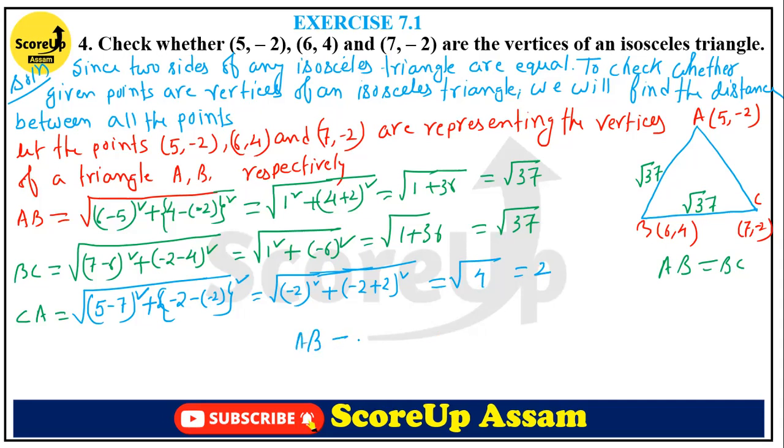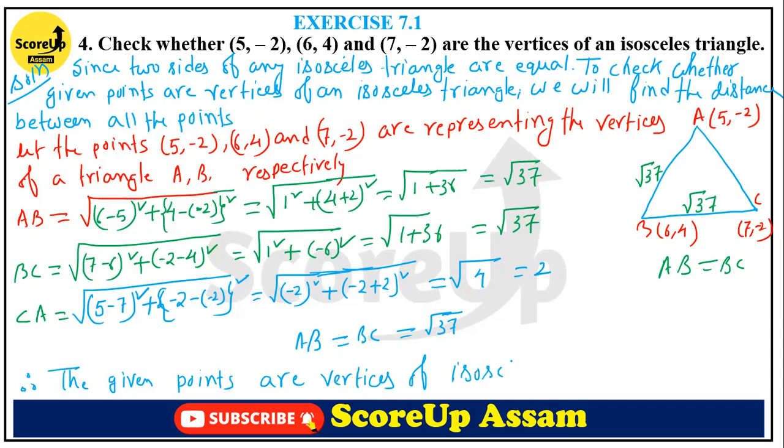AB is equal to what? BC is equal to root over 37. Right? Root over 37. Okay. This implies that means what? Therefore, the given points are therefore the points are vertices of an isosceles triangle.